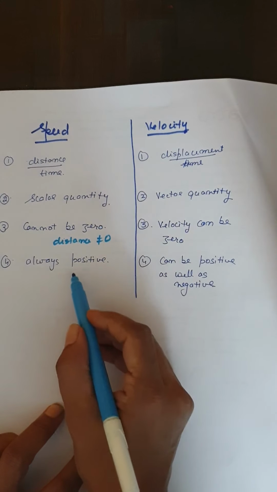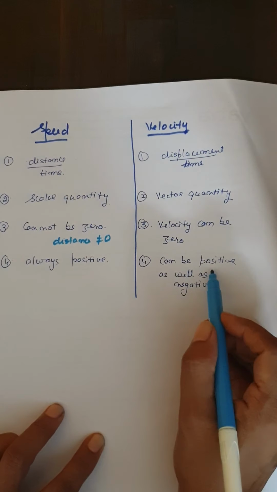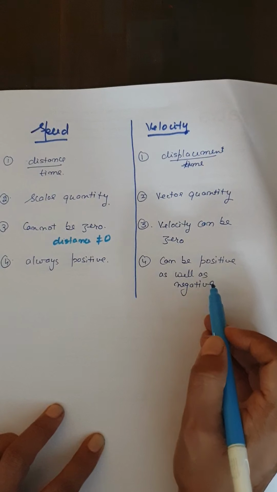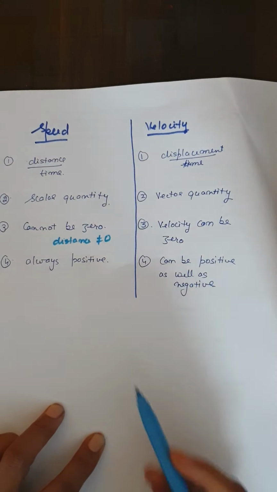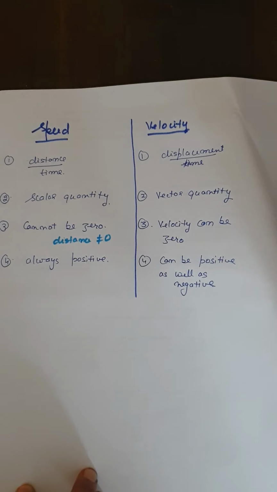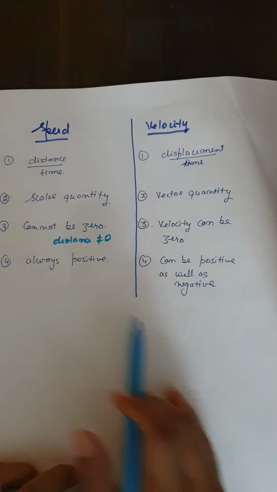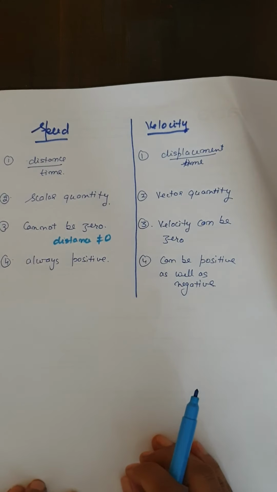So now the fourth difference is, speed is always positive and velocity can be positive as well as negative. Now, why can it be negative? Because in the condition in which displacement is negative, velocity could be negative. So, these are all four differences between speed and velocity. So, I hope what speed and velocity are and the difference between the two are clear to you.